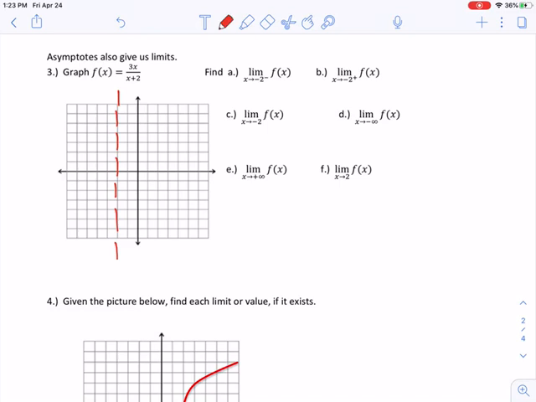My coefficients out in front of my x's, when my degree is the same, give me my horizontal asymptote. So if I have 3 over 1, that's going to give me the line y equals 3.